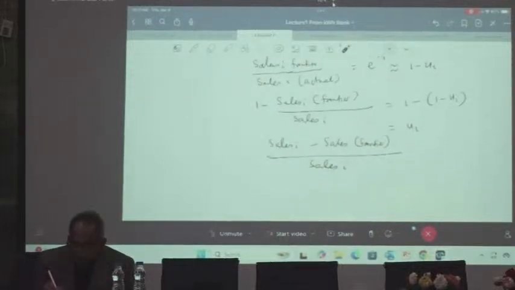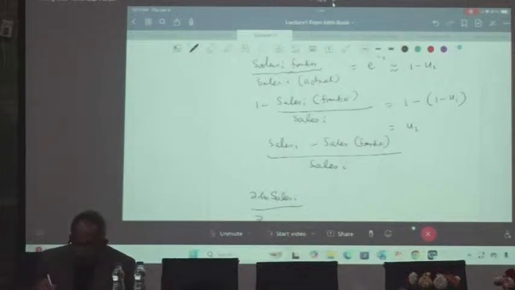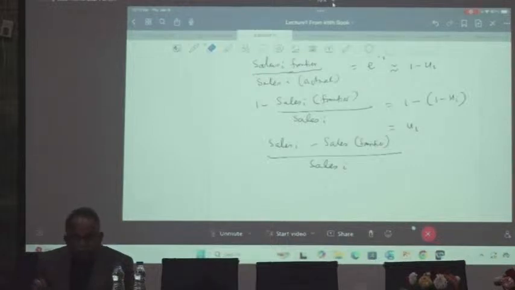Now the other way of looking at it: we estimate the model, so let's take a derivative of log of sales with respect to, no, that would be coming next. Sorry about that. So we can just say u_i is the percentage shortfall. Remember, why did I do that? Because I was telling you before that u_i is simply the shortfall in the graph.